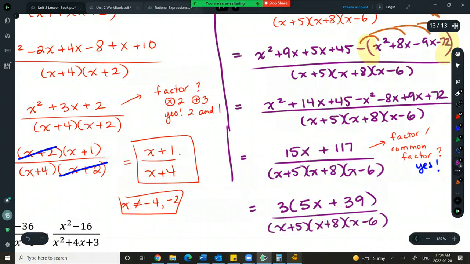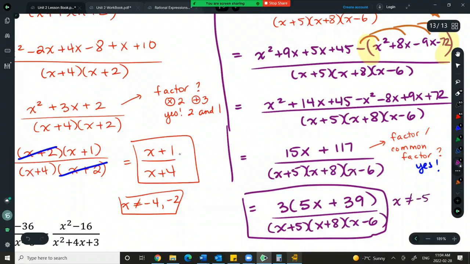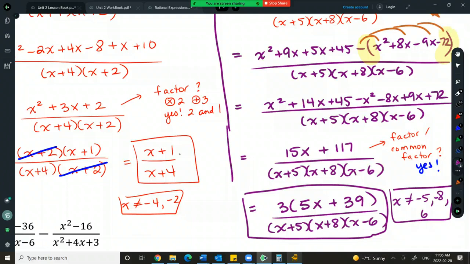And final step, check to see if there's any common groupings now that can be canceled. Any top piece with a bottom piece, is there anything? I would have to have another 5x plus 39 in order to really do much with that, right? So that's going to be our final answer, along with, of course, our restrictions from above, which were -5, -8, and 6. So that's always a part of the final answer as well. As long as you have them somewhere, just box them up so I can see them easily. As long as they're somewhere, that's fine.